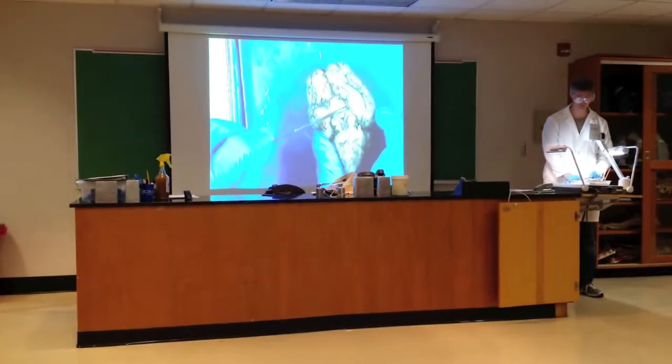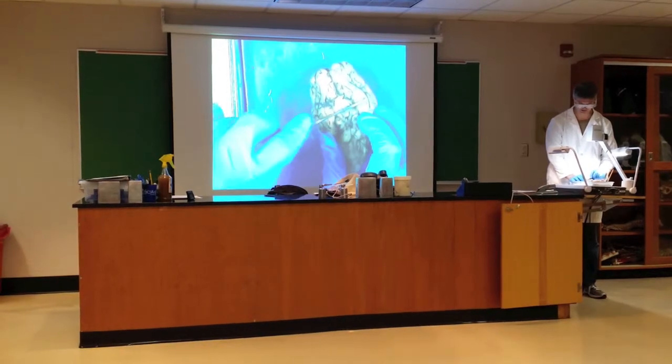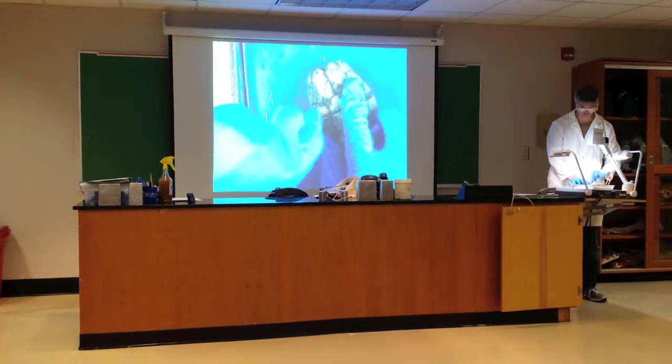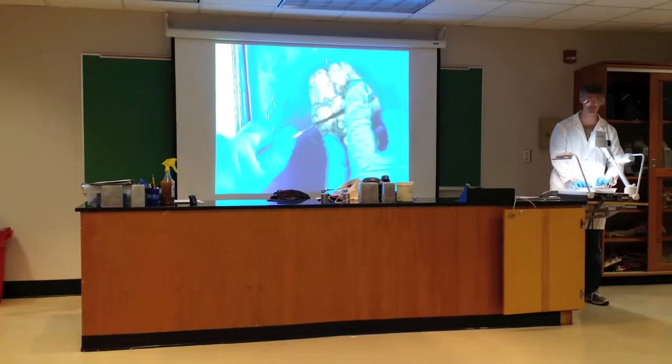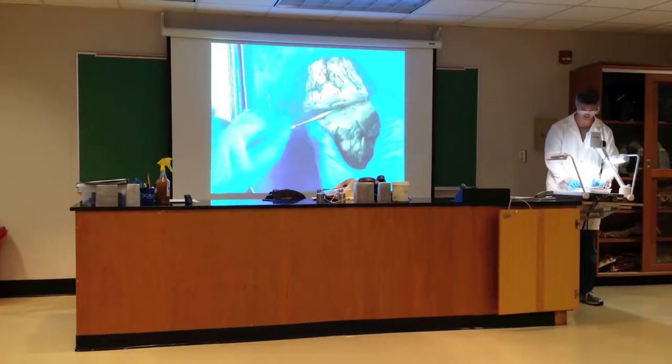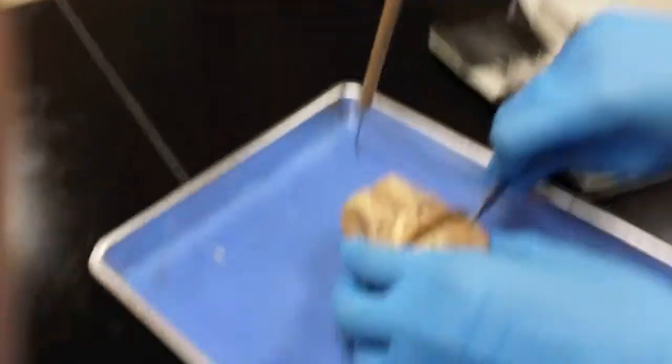Find the infundibulum, right behind the optic chiasma. Cut below it, right below the optic chiasma, through the infundibulum, and just cut it. You should end up with two halves that look something like this.